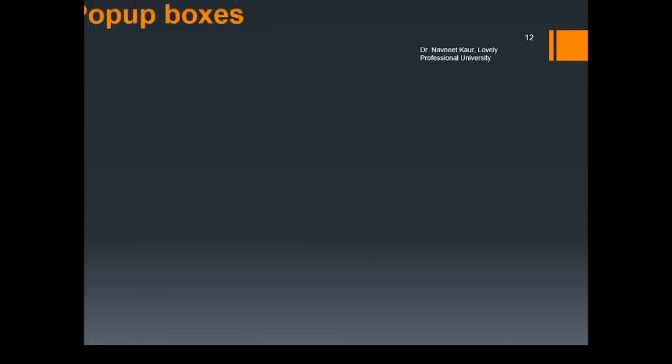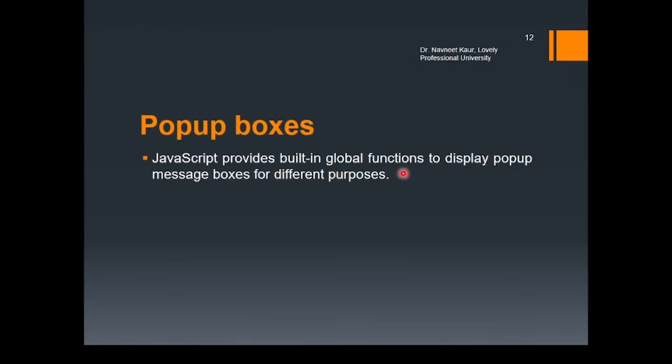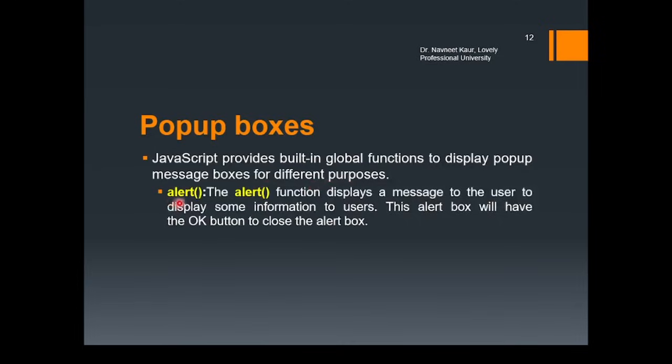Next we have Popup Boxes. JavaScript provides built-in global functions to display pop-up message boxes for different purposes. The most commonly used is an alert box, which can be displayed with the help of the alert function. The alert function displays a message to the user to display some information. This alert box will have an OK button to close it. So let's try this with an example.